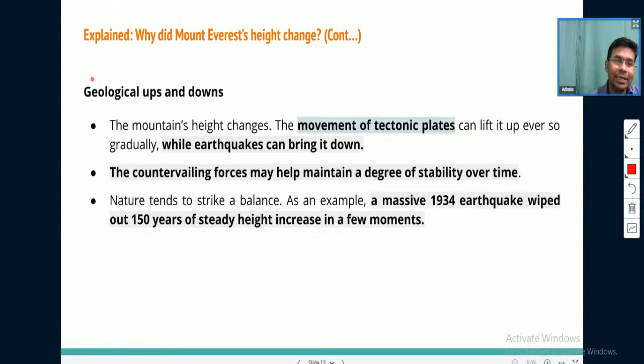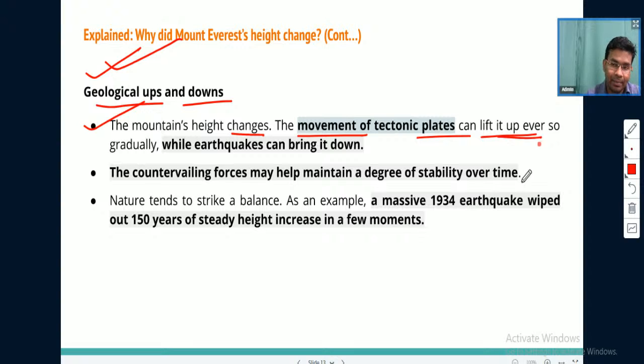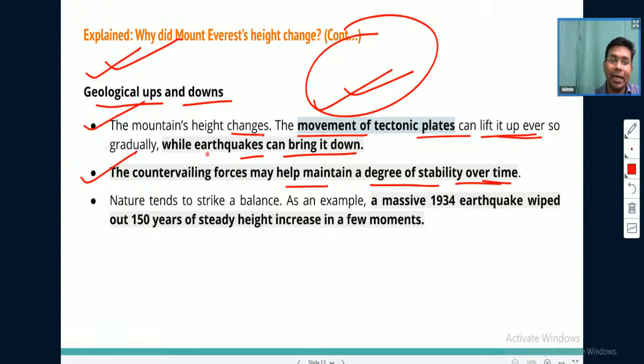Let us understand geological ups and downs with reference to measuring the height of Mount Everest. A mountain's height changes: the movement of tectonic plates can lift up the mountains, but earthquakes can bring the height of the mountains down. These forces have opposing effects. The countervailing forces may help maintain a degree of stability over time. One force is the movement of tectonic plates, the other is earthquakes, so they can maintain stability in the height of Mount Everest over a period of time. Nature tends to strike a balance.